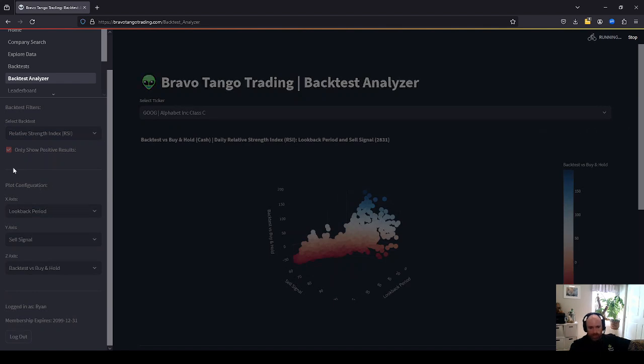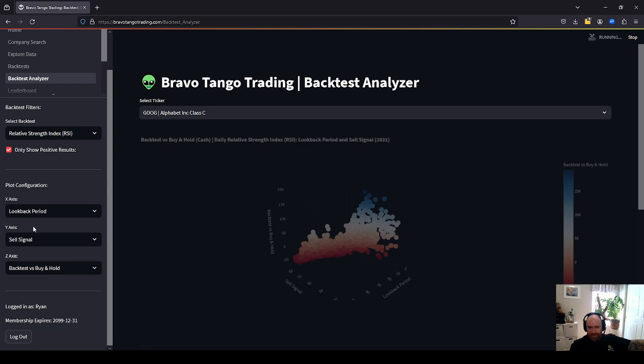While this refreshes, down here are the plot configurations. This is where we can configure what is on the x-axis and y-axis. Depending on which backtest you're looking at, you'll have different options here. I suggest keeping the z-axis as performance versus buy and hold. That gives you an easy way to see which tests perform better than others. Here we've got the x-axis set to the look back period, and the y-axis set to the sell signal. Keep in mind with all these backtests, there is a sell signal and a buy signal. It's worth digging into both of them.